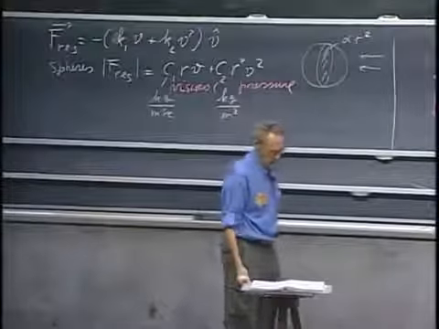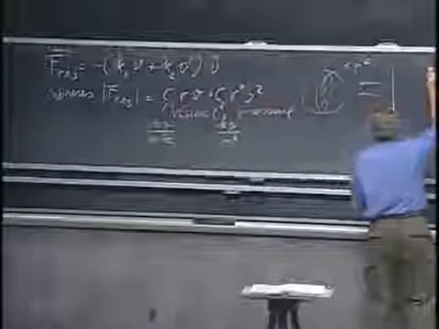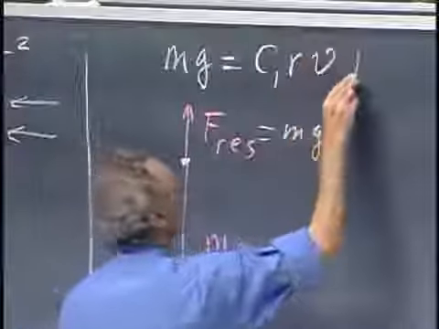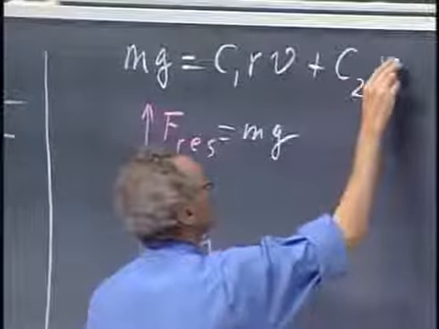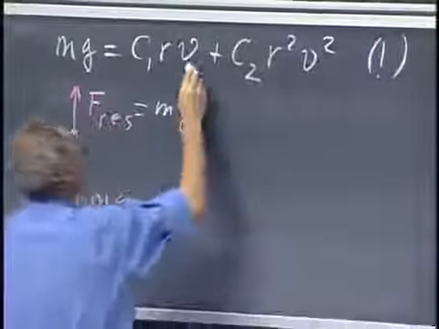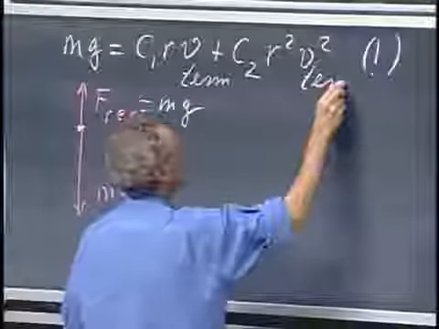And that will be the case when mg equals C1 r v plus C2 r squared v squared. And then we have here the terminal velocity.